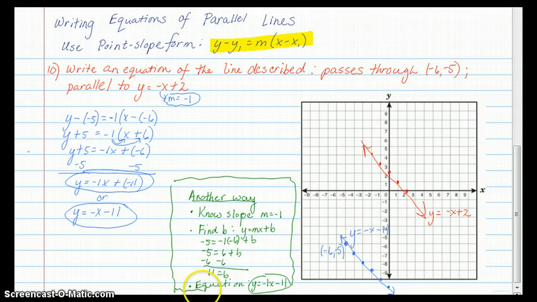So you choose the method that works best for you, but this type of problem is a good use of point slope form.